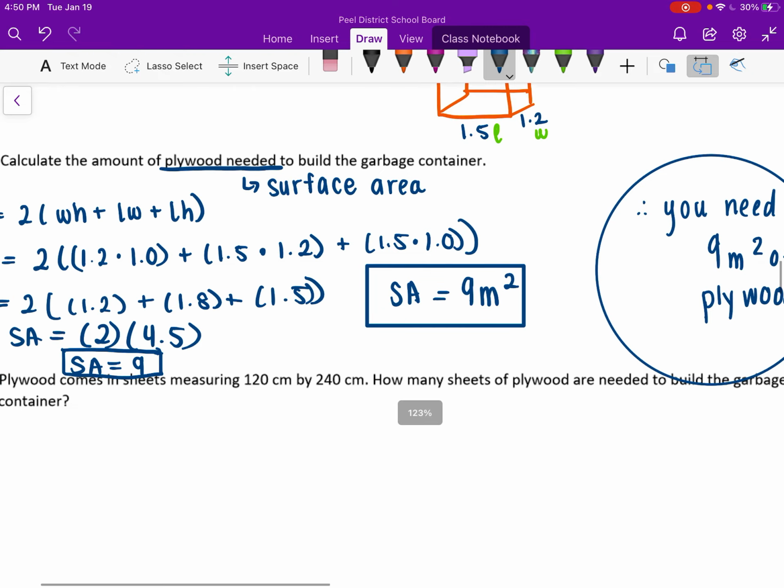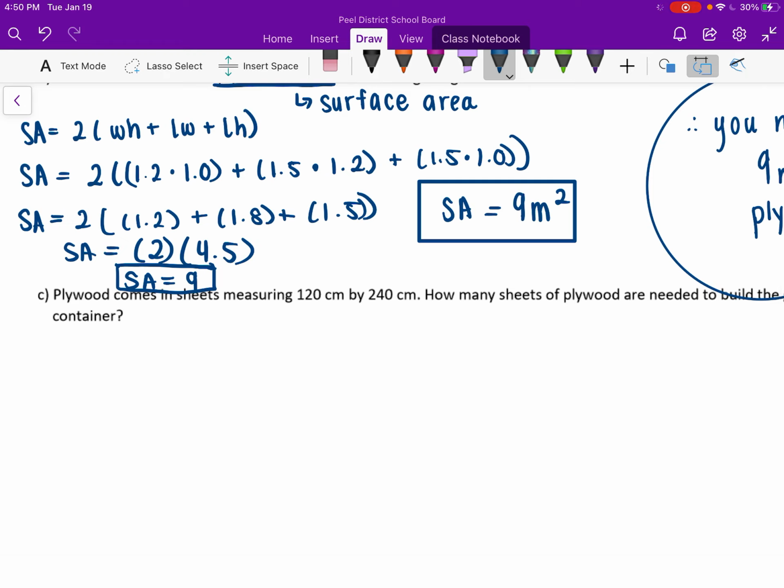It says the plywood comes in sheets measuring 120 centimeters by 240 centimeters. How many sheets of plywood are needed to build a garbage container? First things first, you've got to get this 120 and 240 to the same units. You can't be dividing numbers without putting them in the same units, right?